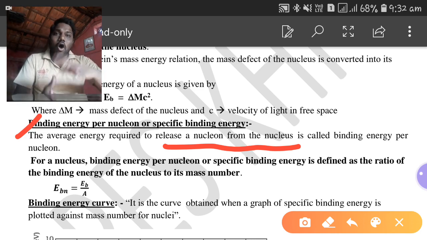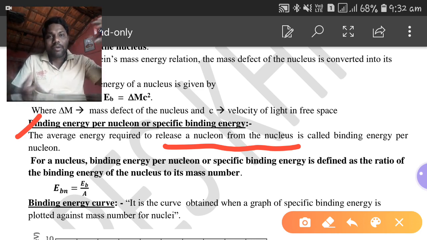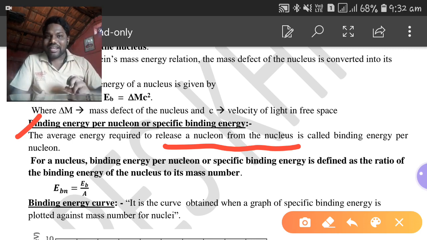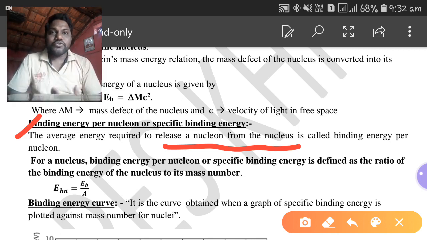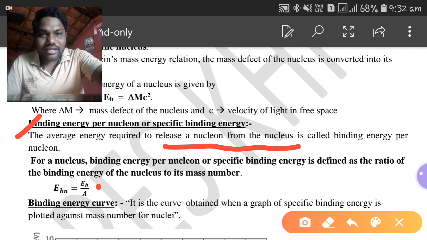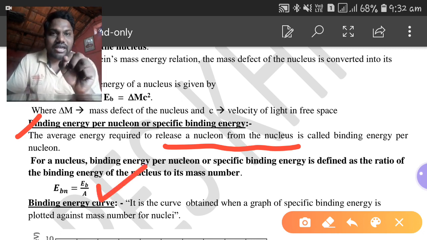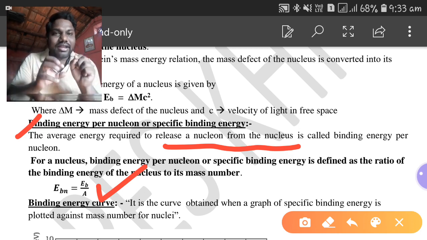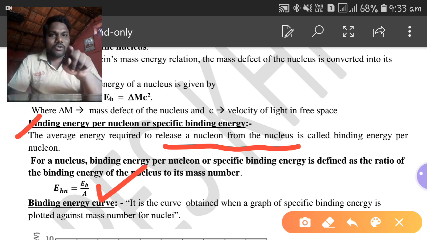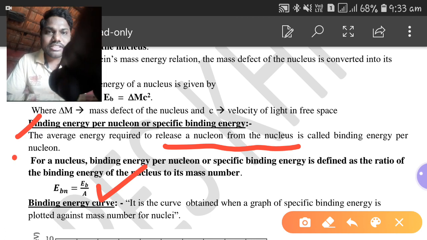So to separate all the nucleons, we will spend some amount of energy, and that is nothing but binding energy. If it is divided by the number of nucleons present inside the nucleus, that will give you the specific binding energy, and that is given here. So E_BN is equal to E_B divided by A, the binding energy per nucleon. The explanation is given here.